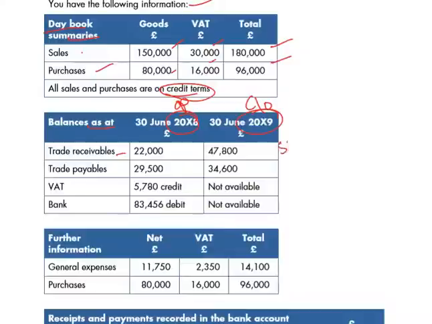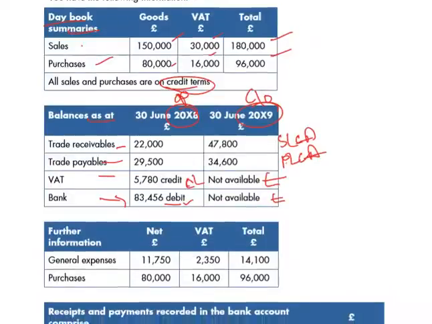Receivables means SLCA, opening closing given. Payables means PLCA, opening closing given. VAT opening is credit, means it's a current liability, closing not known. We might have to do a VAT account. Bank opening given, debit means positive money, it's not overdrawn, and closing not given, so we might need to do a T account or just a tabular format. Yep, we'll check it out.